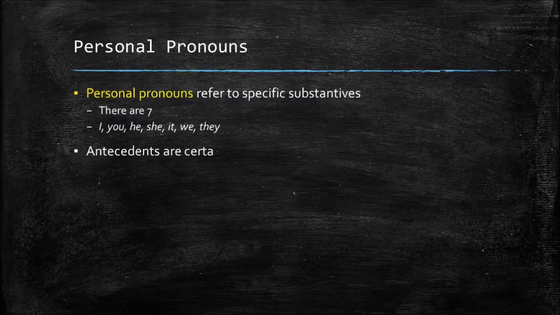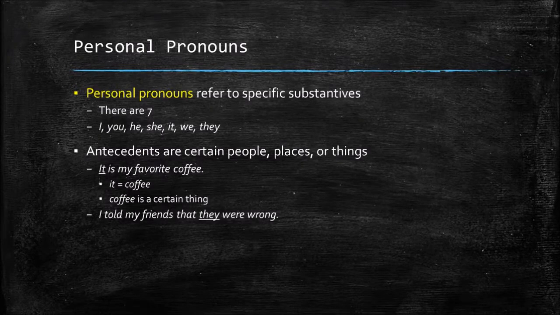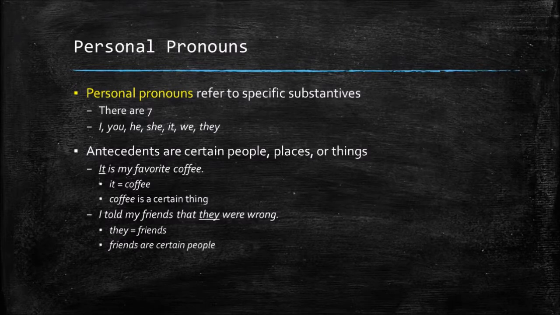The antecedents of personal pronouns are certain people, places, or things, very specific people, places, or things. As in here, it is my favorite coffee. It is referring to a specific thing, coffee. Or here, I told my friends that they were wrong. They is referring to a specific group of people, friends in this sentence.